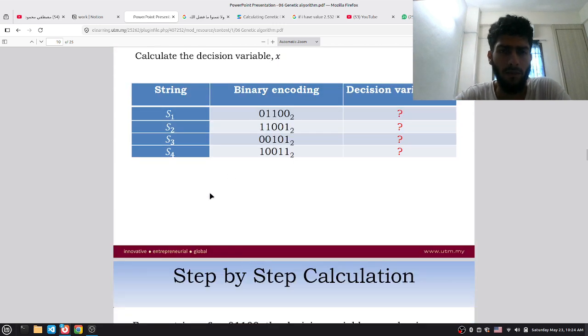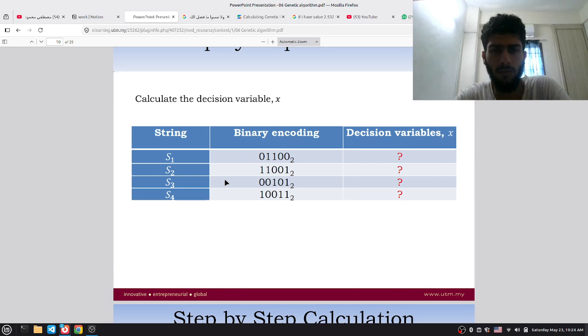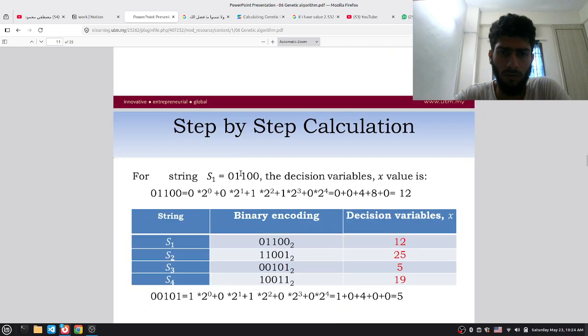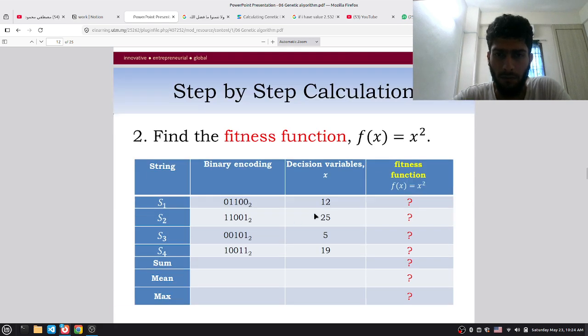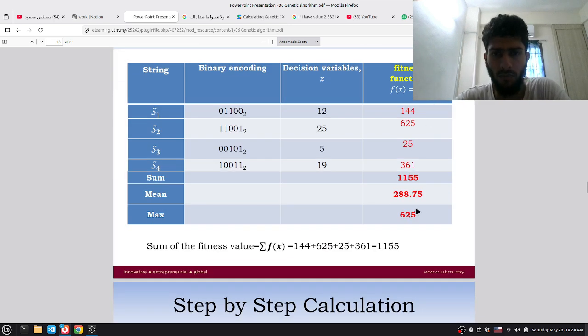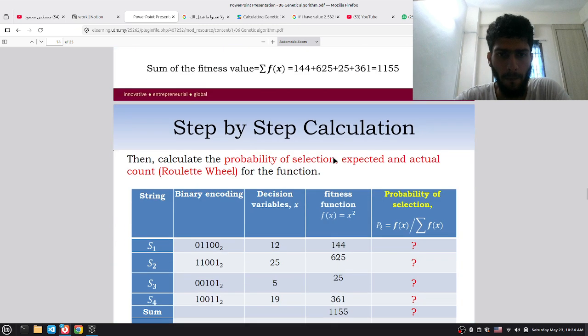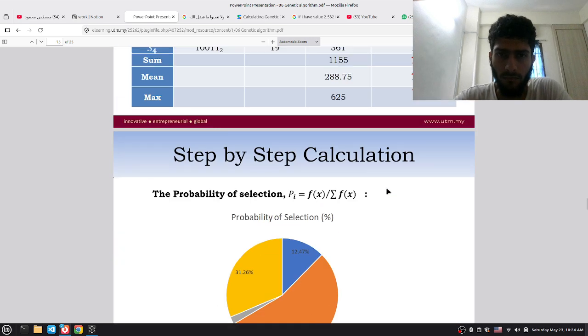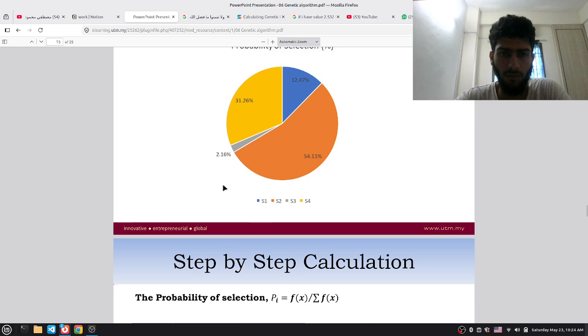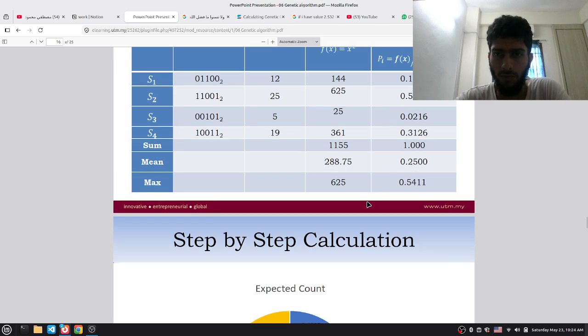So we have this set of the table, like in the exam, with binary strings like 0 1 1 0 0 and the decision variable. We convert from binary to decimal over here, and from decimal we get x to the power of 2. Then the sum, the mean divided by 4, and the maximum, the highest number, is 144. Now we divide this over the sum, and we get a value over here, which is 12%, 31%, 21%, and so on.